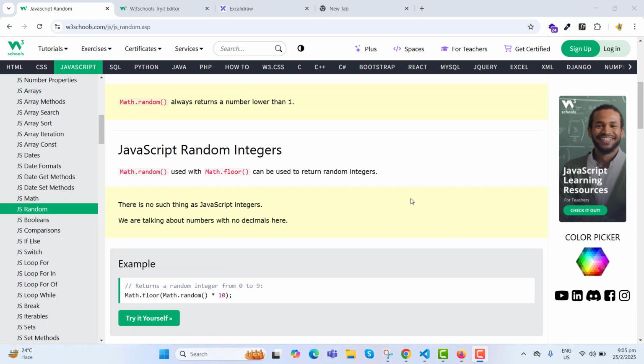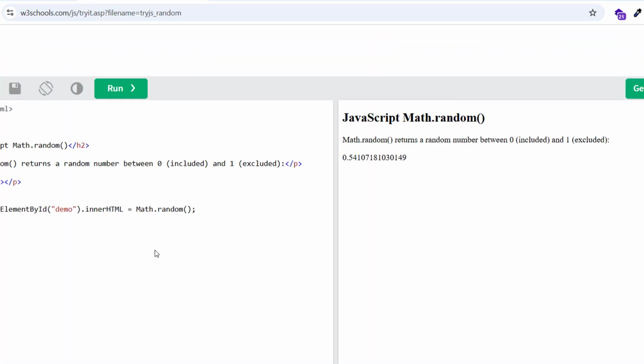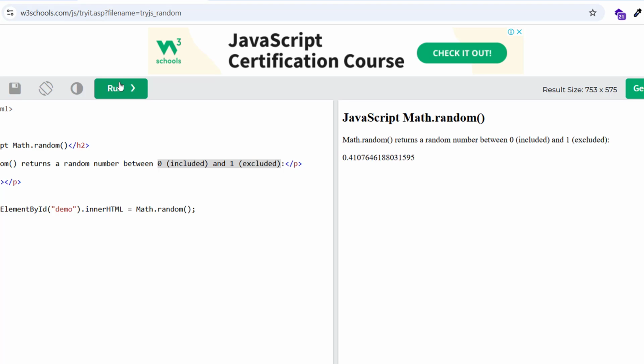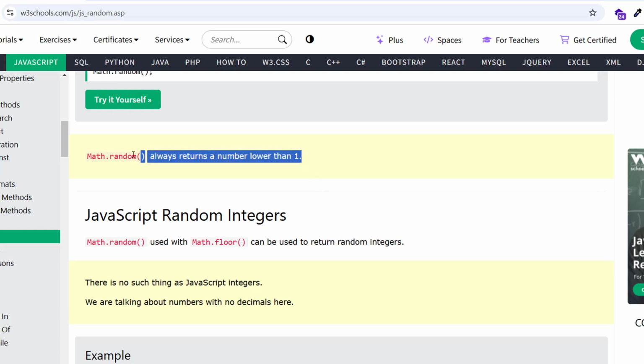Now let's discuss Math.random in JavaScript. Previously we discussed it a little bit, and now it has a dedicated chapter. Math.random returns a random number between 0 inclusive and 1 exclusive, changing randomly. It always returns a number lower than 1, which is very important.